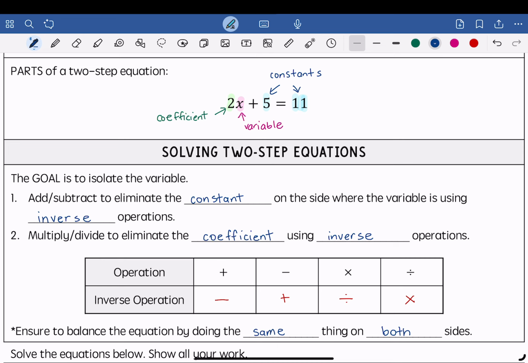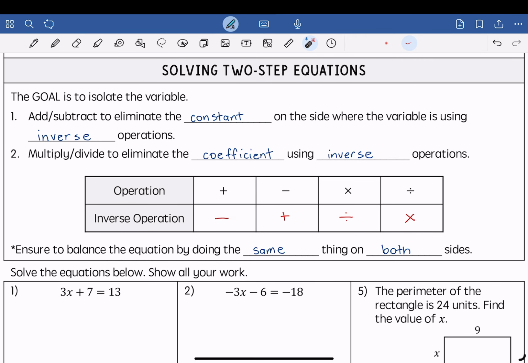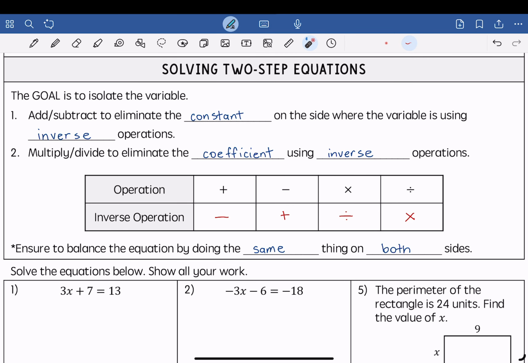So let's go over the steps involved in solving two-step equations. The goal is ultimately to isolate the variable. Your first step will be to add or subtract to eliminate the constant on the side where the variable is, by using the inverse operations. Step 2 is multiply or divide to eliminate the coefficient using the inverse operations.